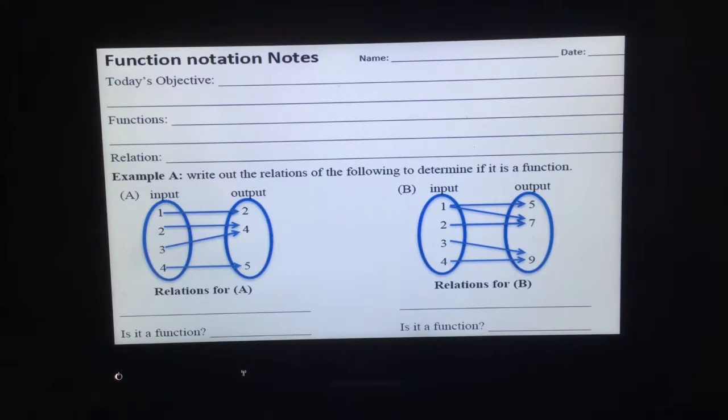So one big part of functions is actually function notation. So let's go ahead and write down today's objective. Today's objective is I can use function notation and the vertical line test.